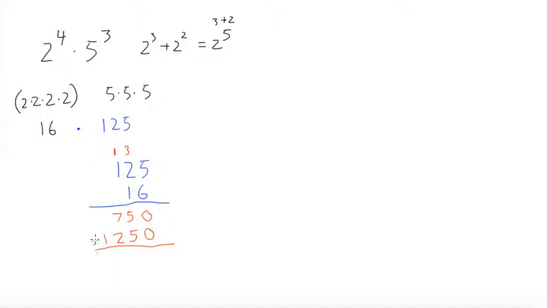So 0 plus 0 is 0. 5 plus 5 is 10. Carry the 1. Now we have 7 plus 2 plus 1 is 10. Carry the 1 again. And that equals 2,000. Okay? You could have done it that way, but if you don't understand how to do it that way, you don't like it that way, you can do it a different way.